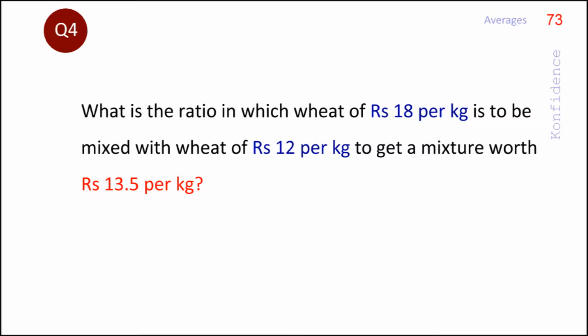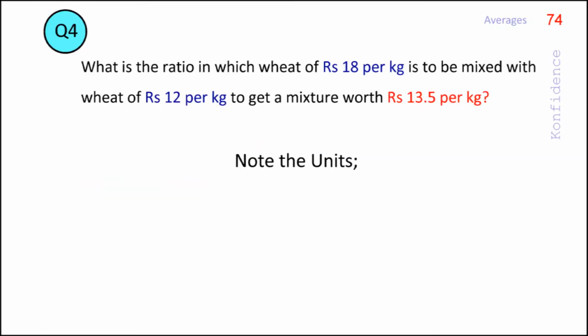In the question given there, two kinds of wheat are mixed. One is having a price of rupees 18 per kilogram and the other is having a price of rupees 12 per kilogram. The question asks us to find the ratio in which the two kinds of wheat are to be mixed so that we get a mixture which is worth rupees 13.5 a kg. The unit of the price here is rupees per kilogram and not rupees. The units will give us an idea of whether we are on the right track or not.